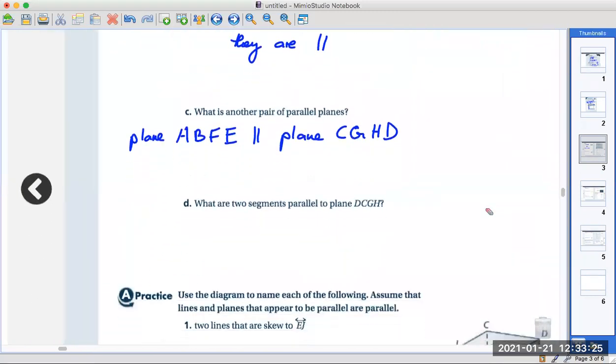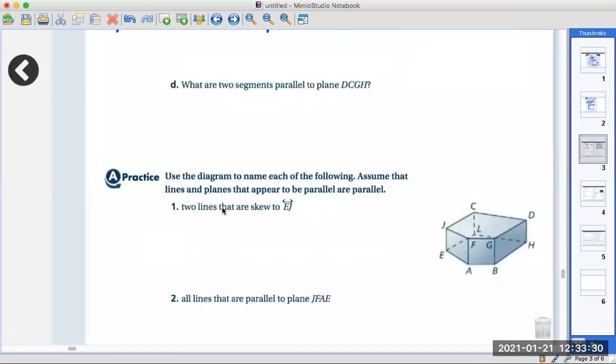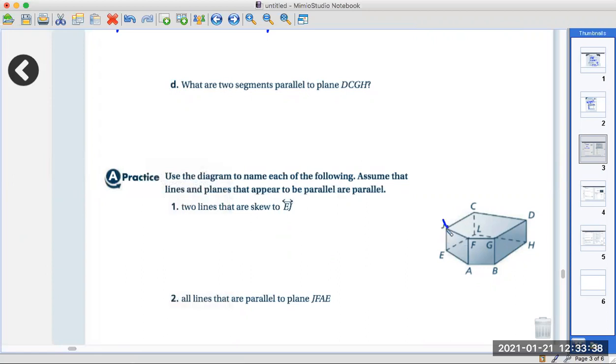To the bottom, this diagram right here, and 2 lines that are skew to EJ. So the skew ones are usually the ones that are a little harder. First I identify the line that they're giving me. And a skew one would be DG, and another skew one would be HB, skew to this one.